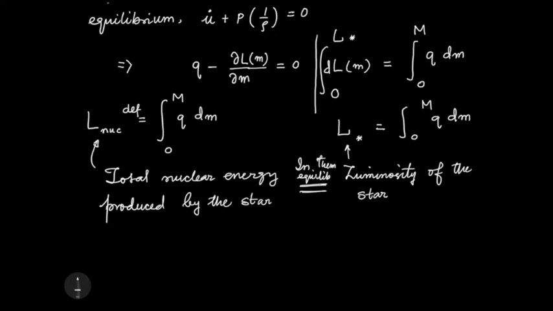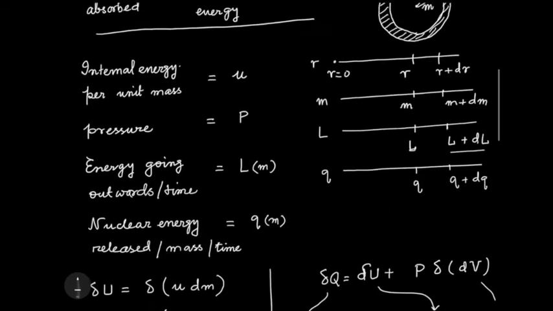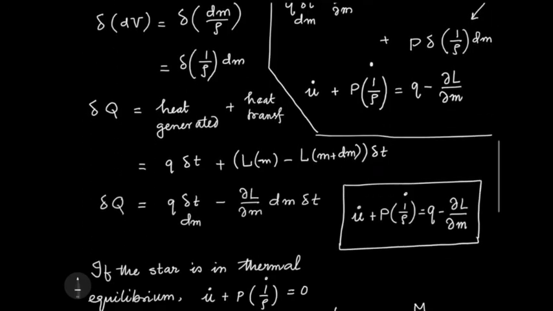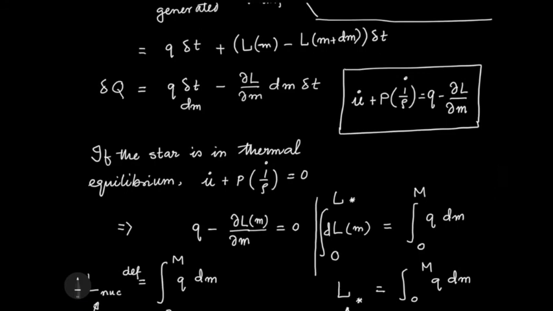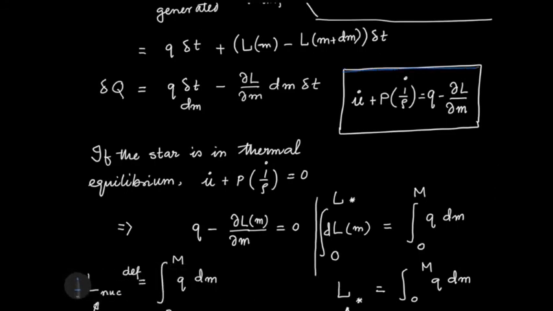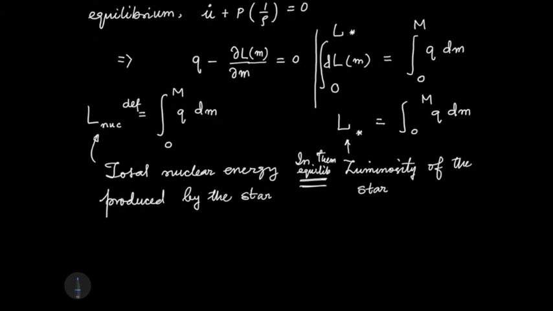All right. So this is what we get from one of the conservation laws, which is the energy conservation law. So conservation of energy gave me this equation, which is one of the important equations that we will see in the theory of stellar structure. And we also understood that the nuclear luminosity will be the luminosity of the star if the star is in thermal equilibrium.